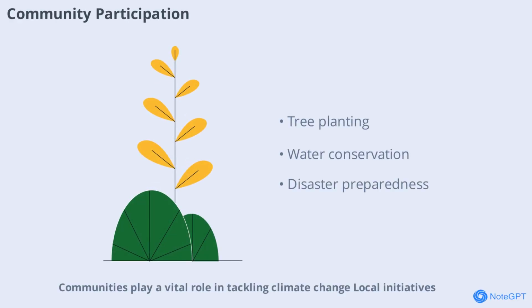Communities play a vital role in tackling climate change. Local initiatives such as tree planting, water conservation, and waste management can make a big difference. Community-based disaster preparedness and awareness programs help people adapt to changing conditions. When everyone works together, the impact is greater and more sustainable.